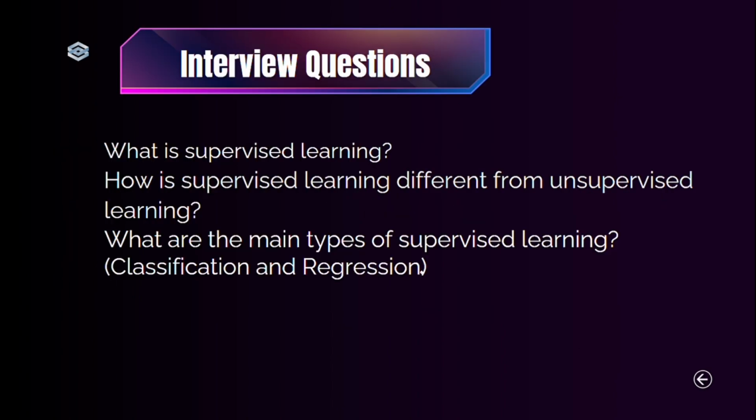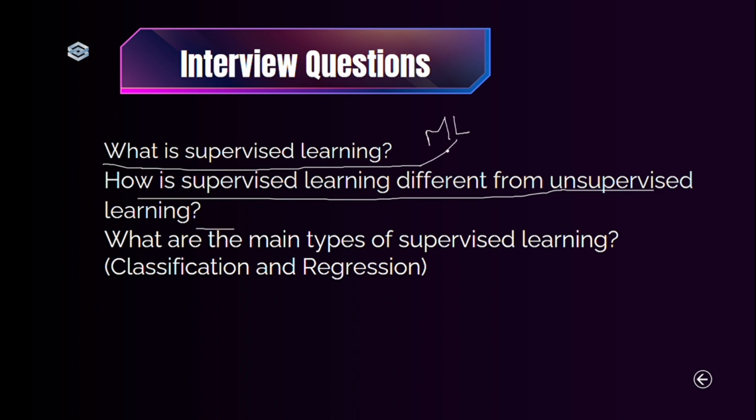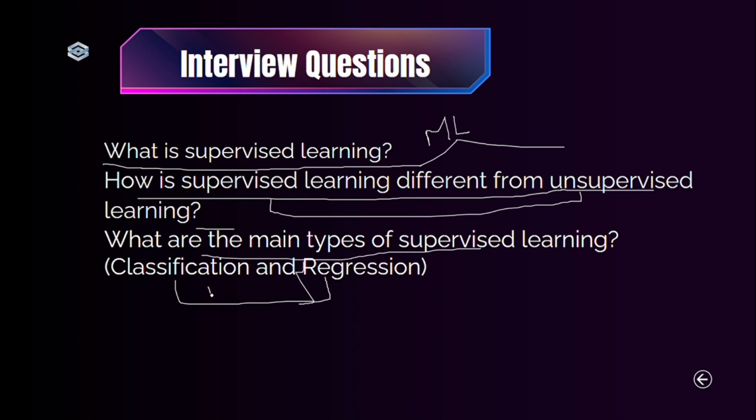So here are the interview questions. Basically, interviewers ask what supervised learning is and how it differs from unsupervised learning. As I have told you, machine learning has its own types, like supervised learning and unsupervised learning. In interviews, they will ask about supervised as well as unsupervised. What are the main types of supervised learning, like classification and regression? We have learned about classification and regression using examples.